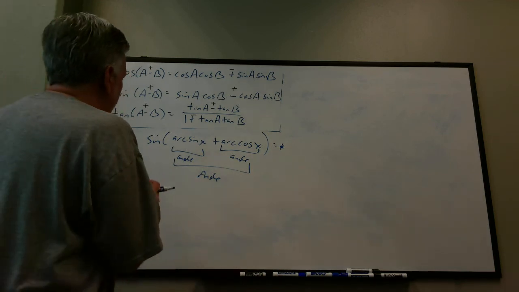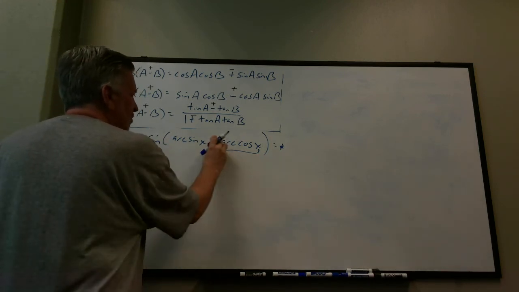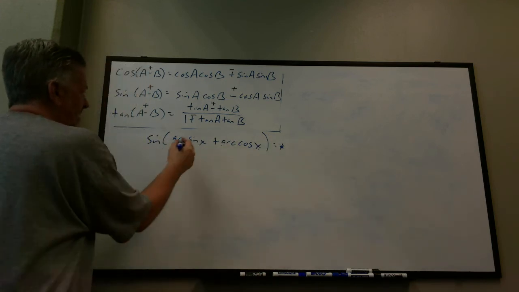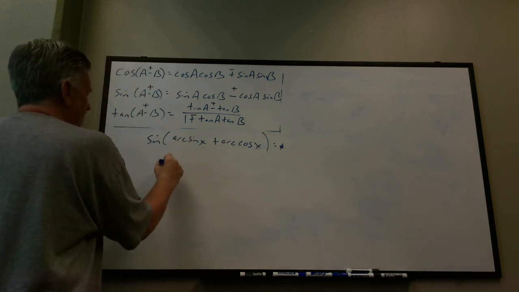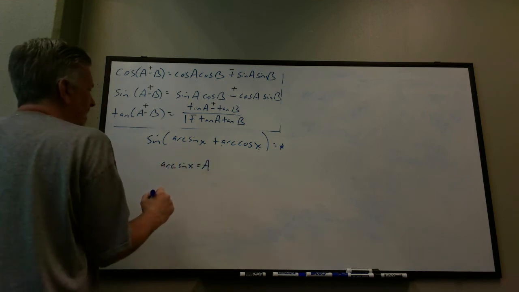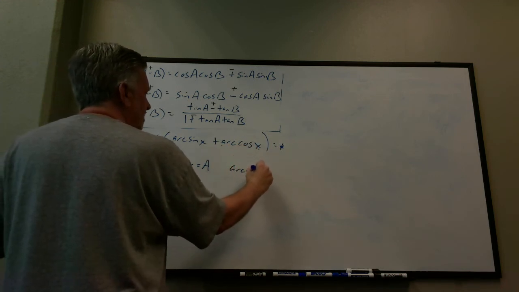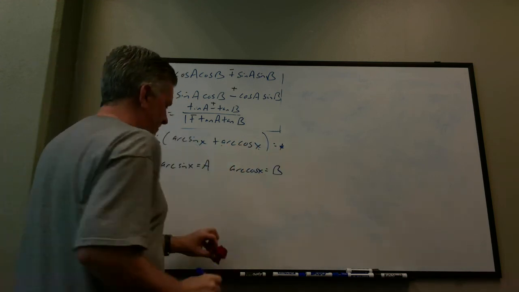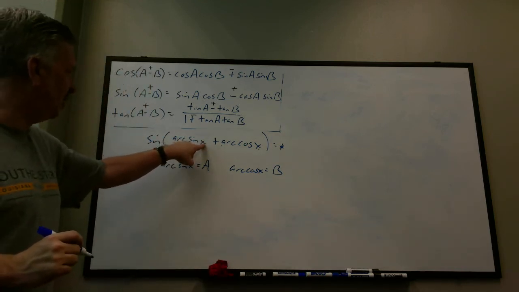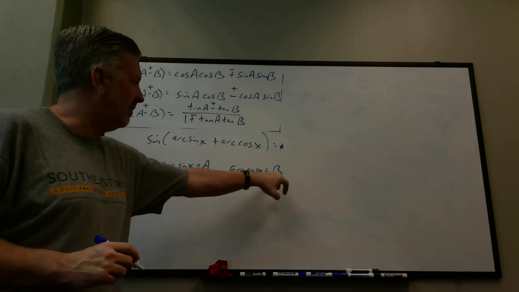Okay, so I'm not worried about the sine yet. Let me investigate these 2 angles here in the parentheses. Let me call this one A. So arc sine of x, I'm going to call angle A. And arc cosine of x, I'm going to call B. So arc sine of a number is an angle, I'm going to call that angle A. Arc cosine of a number is an angle, I'm going to call that angle B.